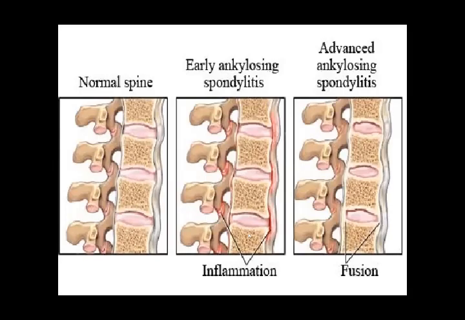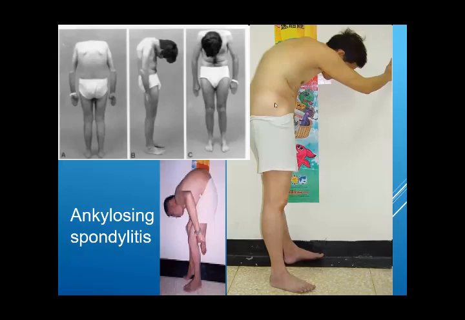This is the classical picture of advanced ankylosing spondylitis. You can see the patient who has a prominent thoracic spine and a severe kyphosis with the lumbar spine. So this is the comma sign. You can see the patient with a very bad kyphosis and deformity of ankylosing spondylitis.